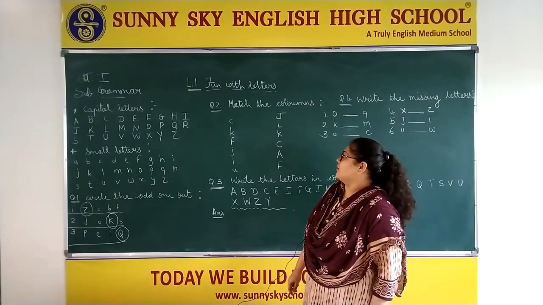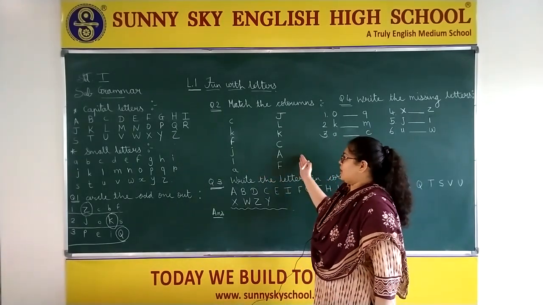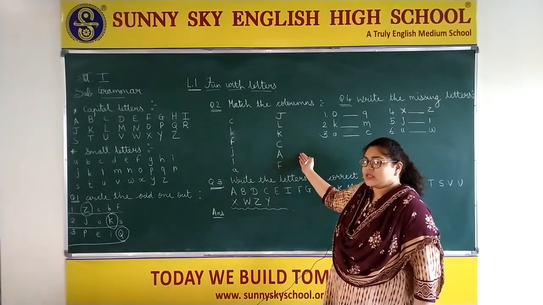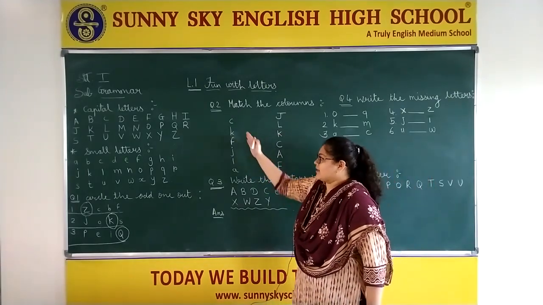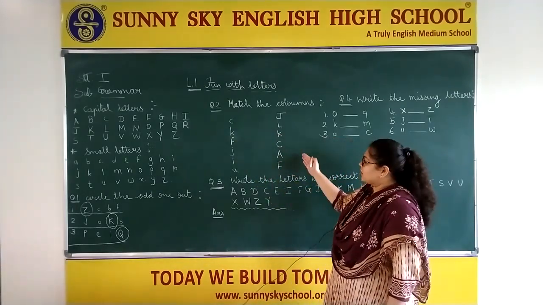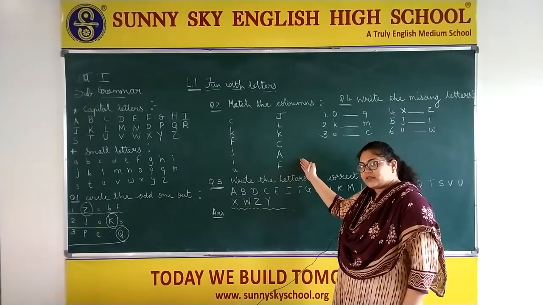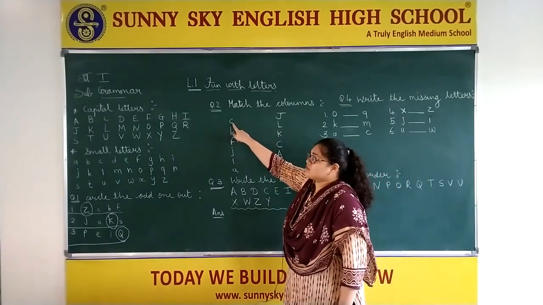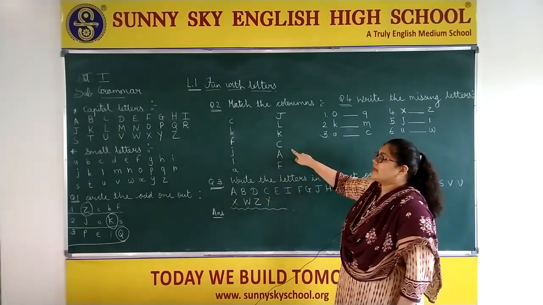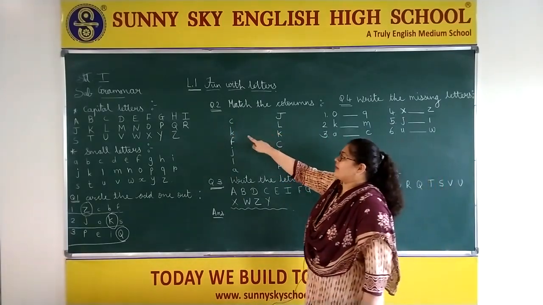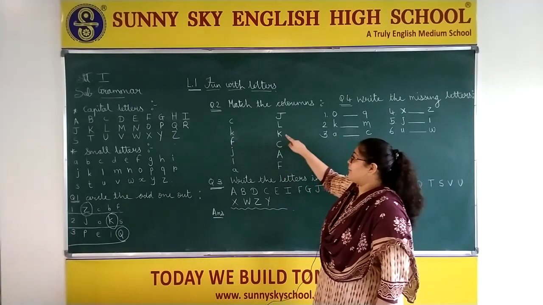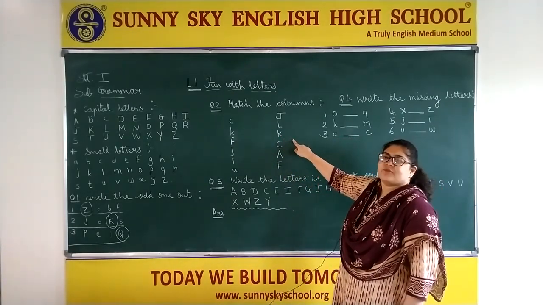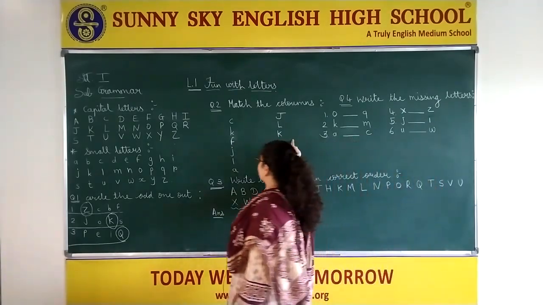Match the columns. In this, there are 2 columns. Can you see these 2 columns? In one column, there are small letters and in other column, there are capital letters. We have to match them nicely. We have to match small c with the capital C. We have to match small k with the same capital letter K. Very easy. Let's do it.